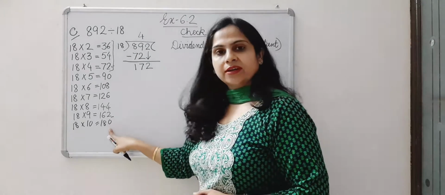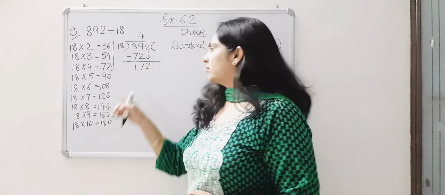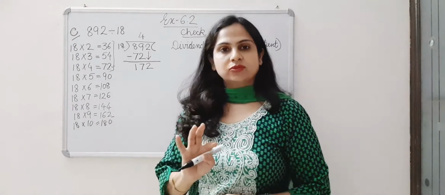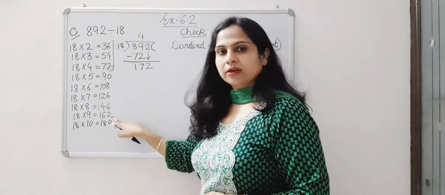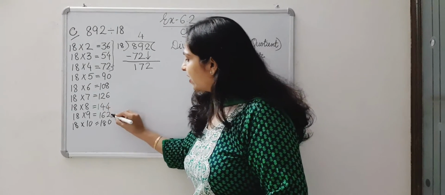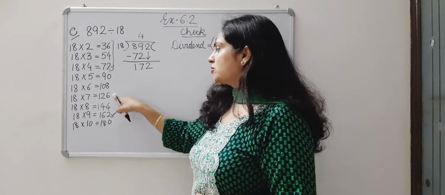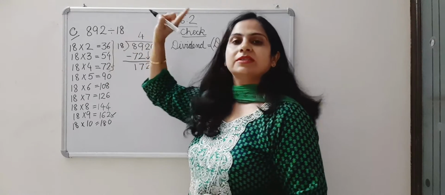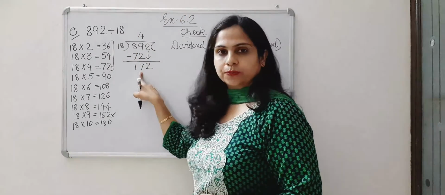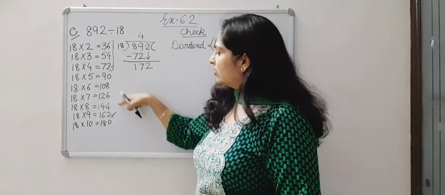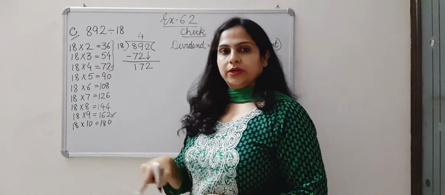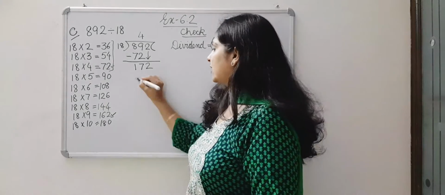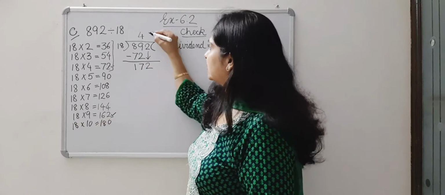We cannot take 180 because it is greater than 172. And we have to take the number which is smaller than this number. So 162 is smaller. We can take only 162. This is also smaller. This is also smaller. The whole table is smaller than 172. Clear? But we cannot take these numbers. We can take only the number which is nearer to it. Clear? Now we will take 18 nines are 162.